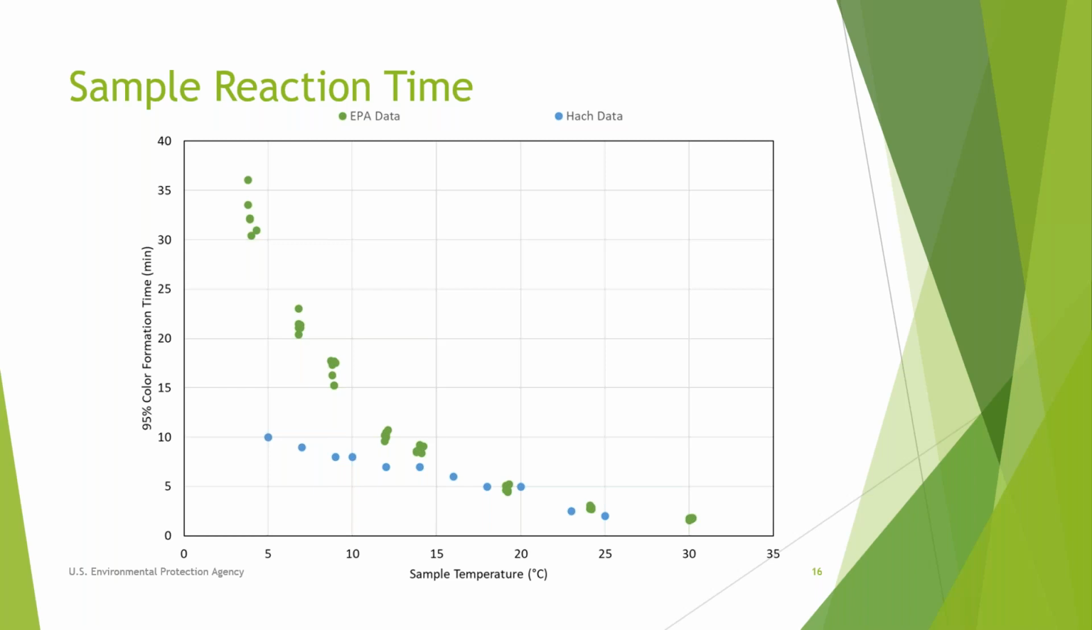And so you can see that looking at them, the data that was generated by our validation study is sort of an exponential function, whereas the Hach data exhibited more of a linear one. And we do have some theories as to why this discrepancy happened. I won't get into that here, but maybe we can in the question and answer period. So next slide.